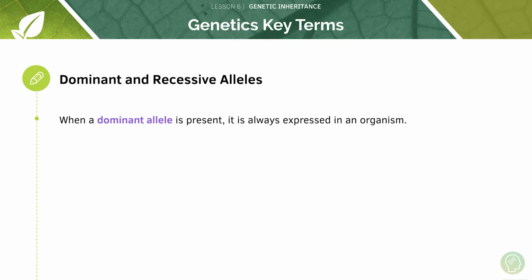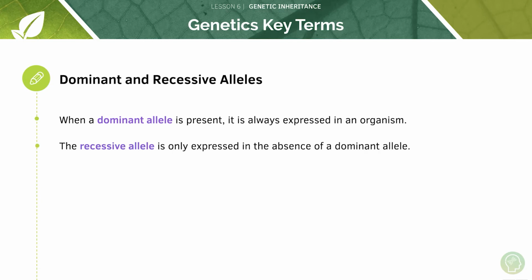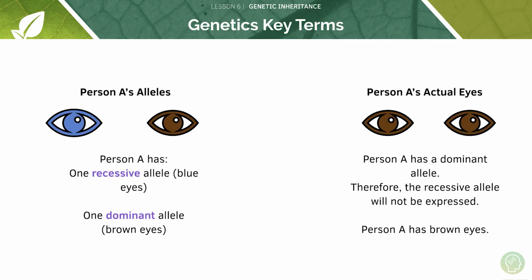Now moving on to dominant and recessive alleles. So if we have a certain version of a gene, so an allele, and if that allele is dominant, then that means it is always expressed in an organism. Now, if the allele is recessive, that recessive allele is only expressed when the dominant allele is not there. Now this might be a little bit tricky to get your head around when we just look at it in terms of words, so we're going to have a look at some examples to make it a little bit easier.